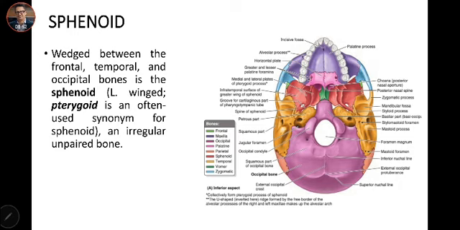Now let's study various parts of the sphenoid. A very important contribution comes from the sphenoid bone. See the pointer? Here you see its attachments to other bones. Anteriorly, it's attached with the frontal bone, posteriorly with the temporal bone and also the occipital bone. These are the three bones. And remember, sphenoid is also known as the pterygoid bone.